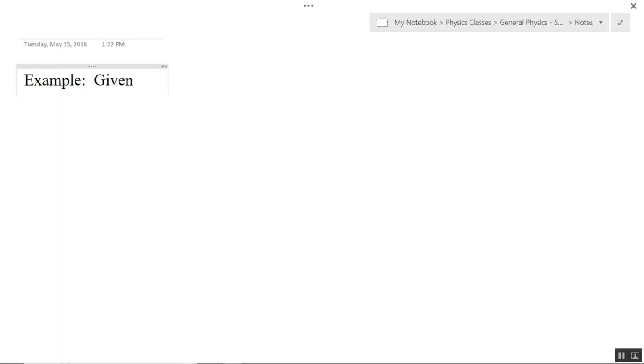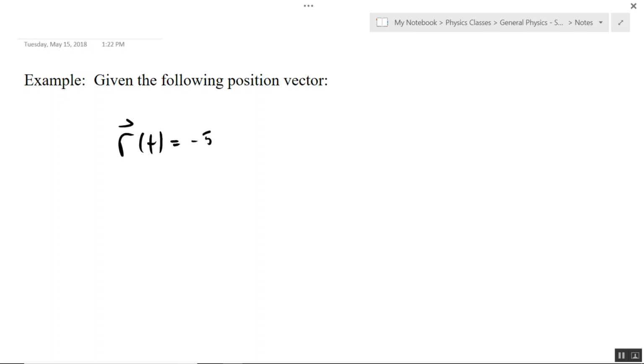So suppose we're given the following position vector. This describes what an object is doing at every moment of time. It describes where the object is. I'll explain the units as I go, but let me just write down the vector, and then I'll tell you what these things are.